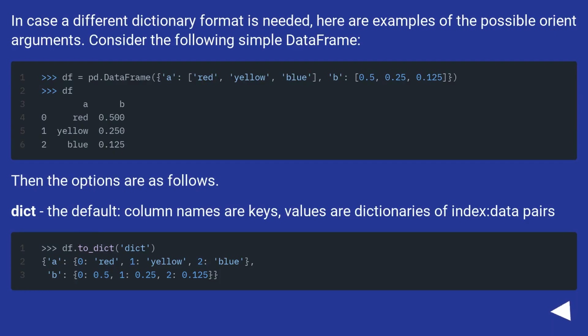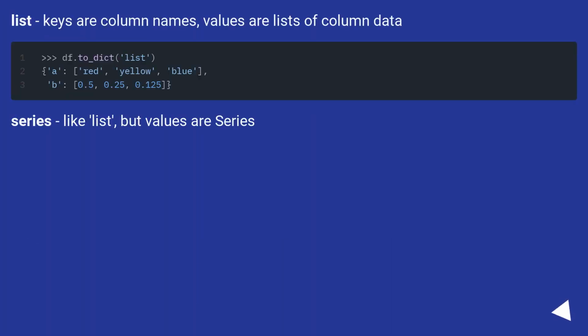In case a different dictionary format is needed, here are examples of the possible orient arguments. Consider the following simple data frame. Then the options are as follows. Dict, the default: column names are keys, values are dictionaries of index-data pairs. List: keys are column names, values are lists of column data.